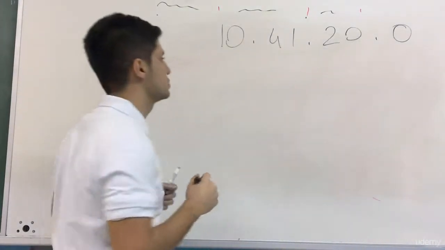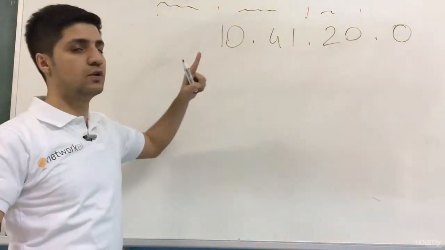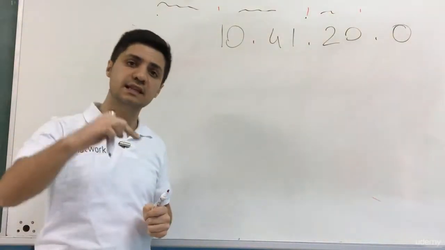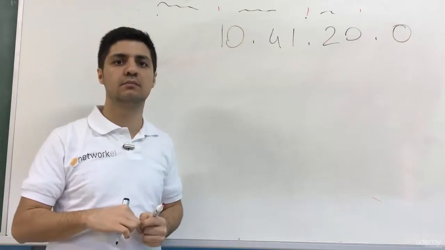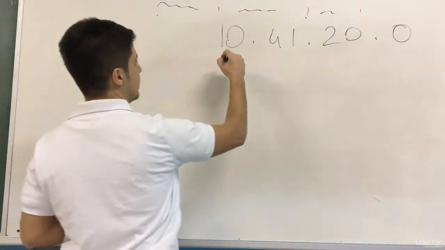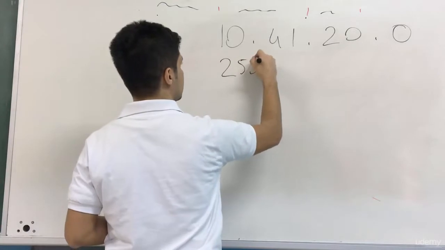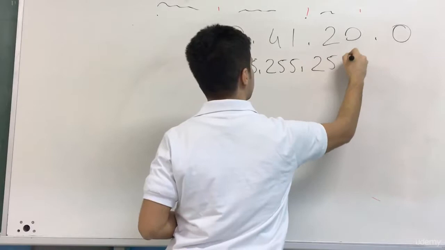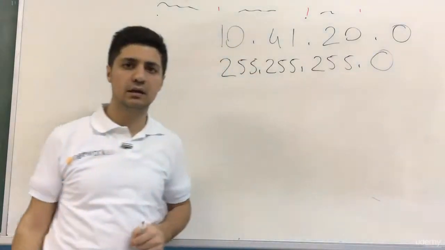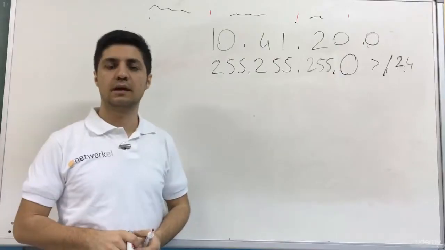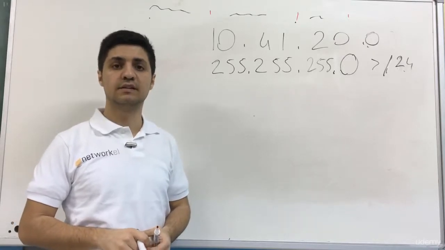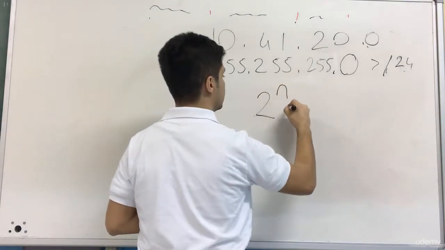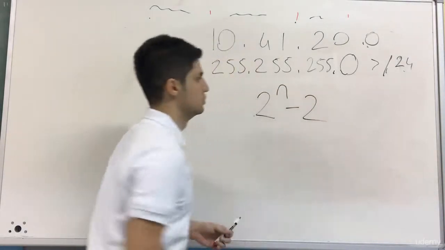But what I need to show you is the first IP address that I can use in this network, the last IP address that I can use, and the broadcast address. All right, my subnet mask is 255.255.255.0. Okay. And we have a formula for this. The formula is 2 to the power n decremented by 2.